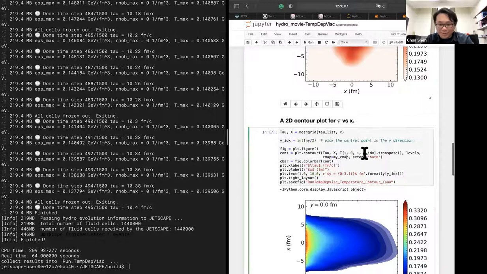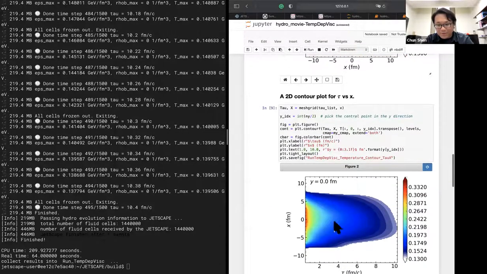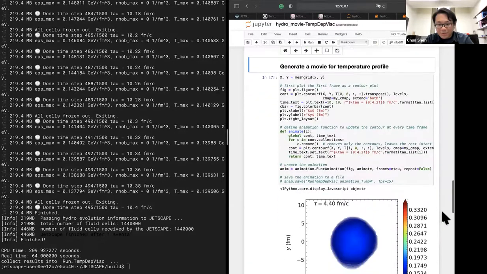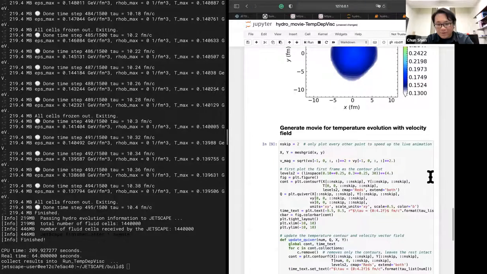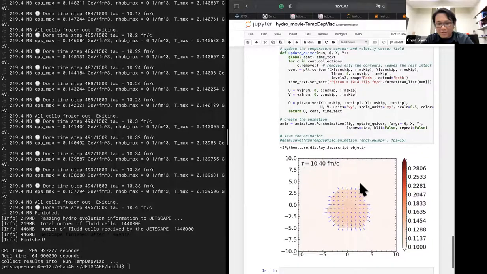Also, we usually draw these diagrams because they illustrate the time evolution of the temperature. I will not run the movie scripts on the fly because they are slow, but you can try to run them in the background so that they generate some fancy movies, with not only the contour but also the quiver arrows, the vector fields as well.